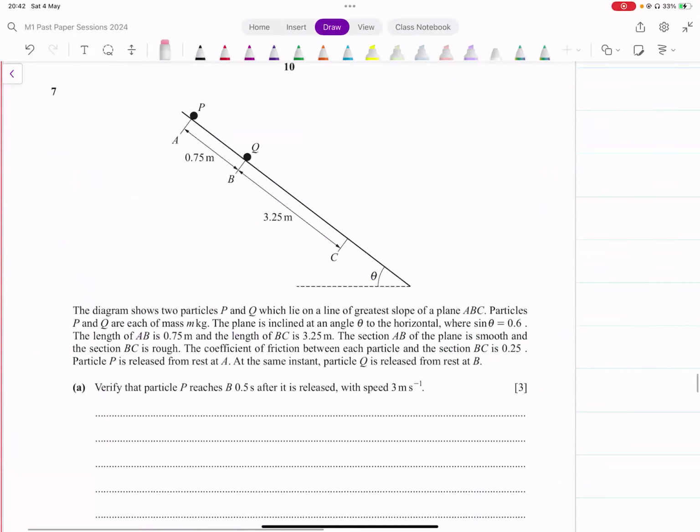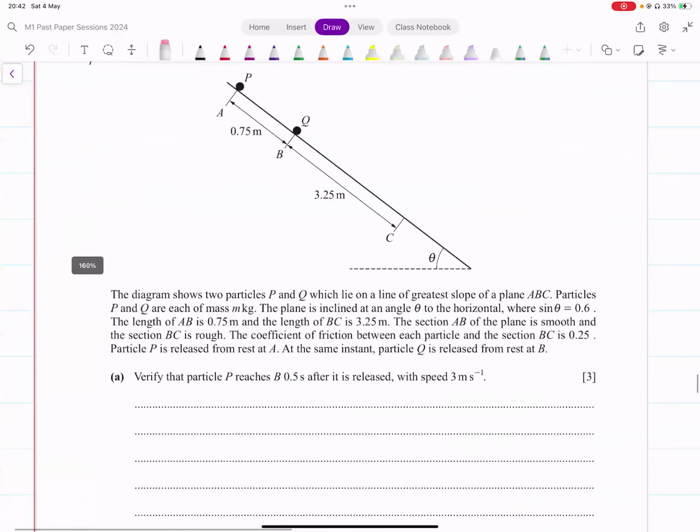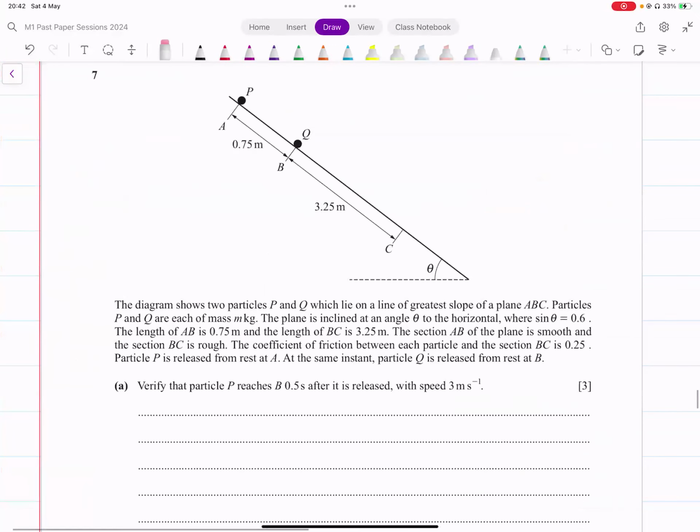Yeah. Question number 7. Now it says the diagram shows two particles P and Q which lie on a line of greatest slope of a plane ABC. Particles P and Q are each of mass m kilograms. The plane is inclined at an angle of theta. You can see it in the diagram. Sine theta is 0.6. Length of AB is 0.75. It's there in the diagram.